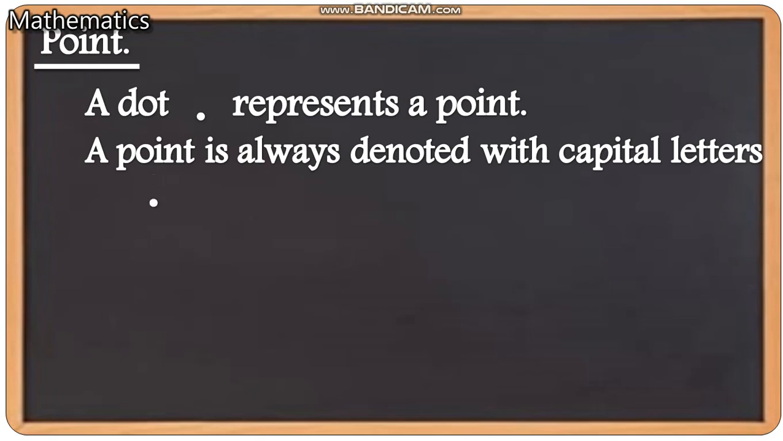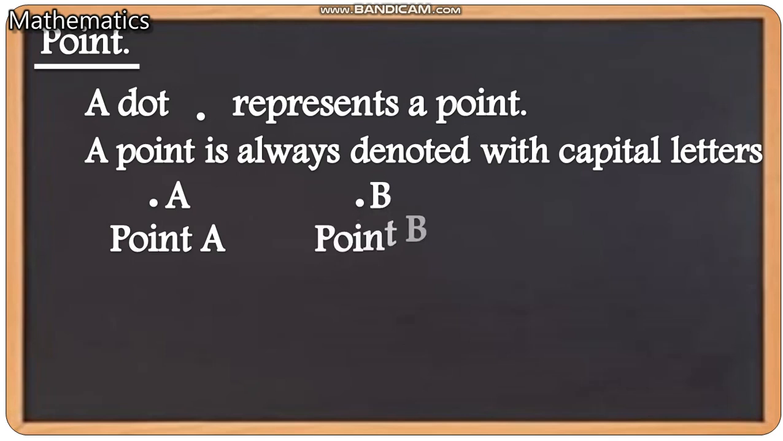I am showing, what is this? A dot. Dot A. How can we read this? Point A. One more. Dot B. Point B. Then dot C. Point C. This way you may write point D, point E, point F. That way, with the capital letters you can denote any point.